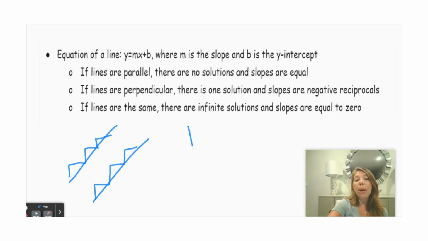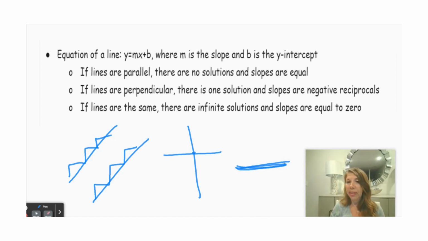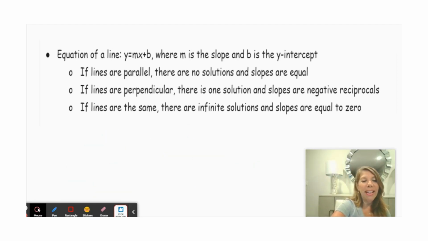If the lines are perpendicular, they meet at one point, so there's only one solution. And the slopes of perpendicular lines are negative reciprocals. If we have the same line, they have infinite solutions, and that's because they meet at every single point. Their equations are the same because they have the same line. So with that said, let's go to our problem.